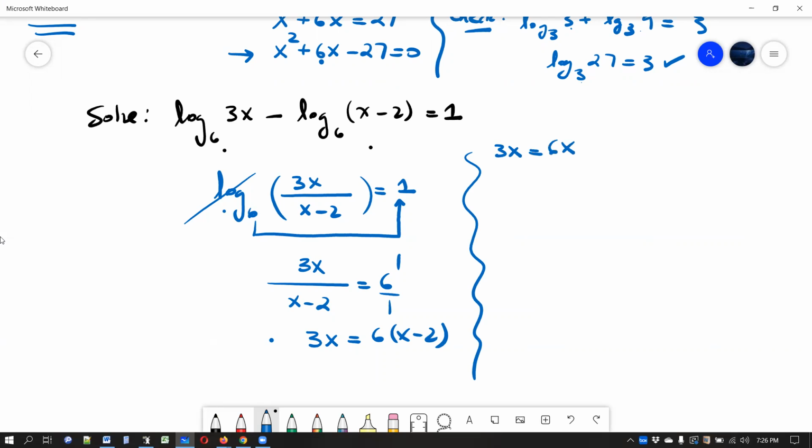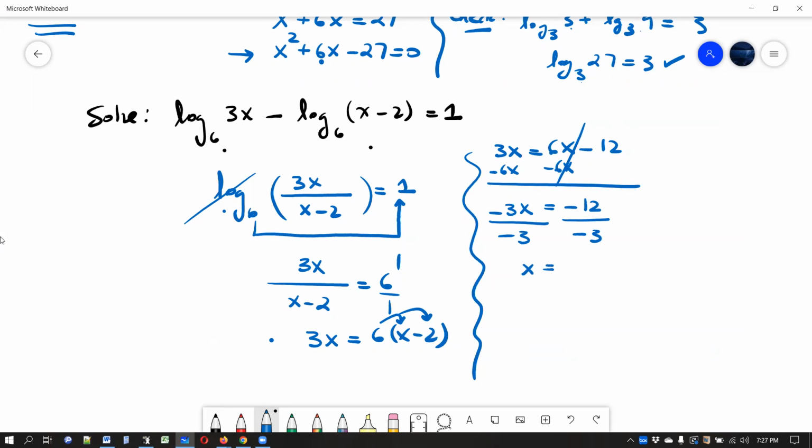3x equals 6x minus 12. Notice I have to distribute the 6. I will subtract 6x on both sides, because we know we have to isolate the variable. 3x minus 6x. And we divide both sides by negative 3. The negative 3's cancel. I end up with x equals 4. This is my only possibility. I have to check.